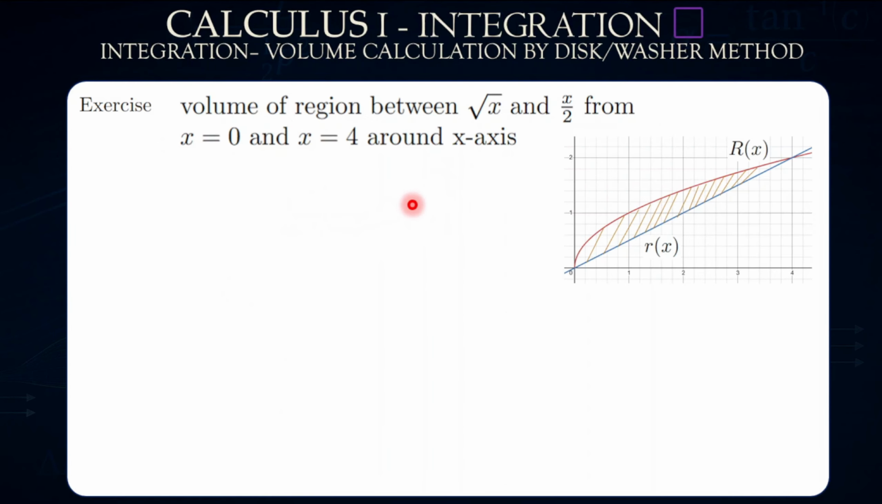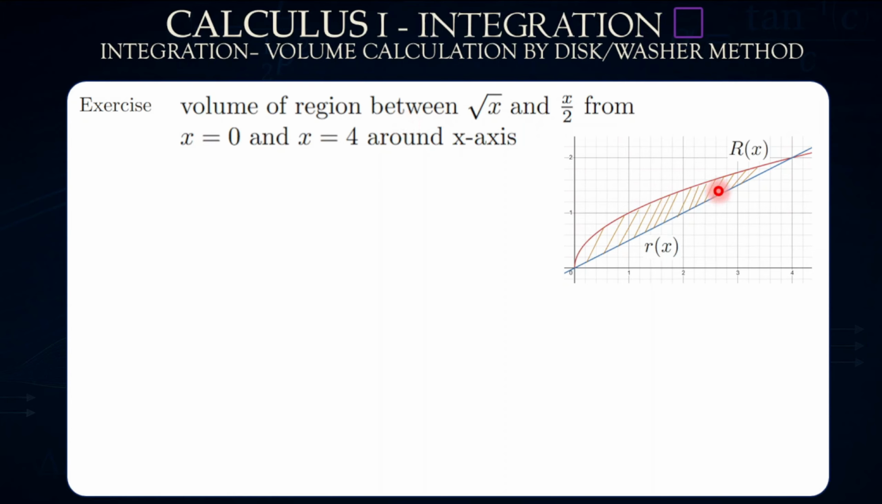Find the volume of the region between square root of x and x divided by 2, from x equals 0 to x equals 4, rotated around the x-axis. As you notice, y equals square root of x is capital Rx because it is the curved one. It is the one sitting above the line, which has the equation y equals x divided by 2, or lowercase rx. These two intersect at two points, x equals 0 and x equals 4, which are the correct boundaries between these two curves.